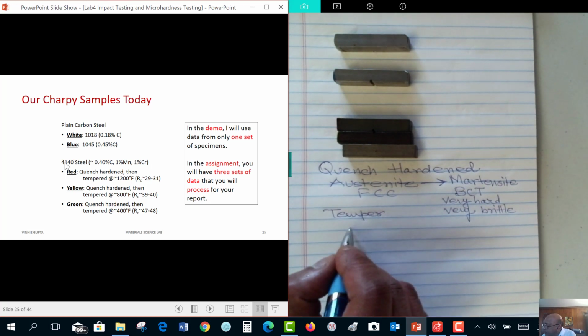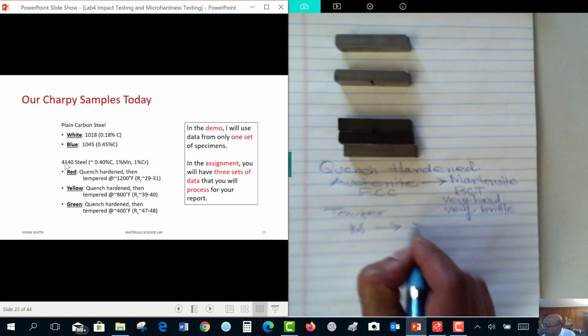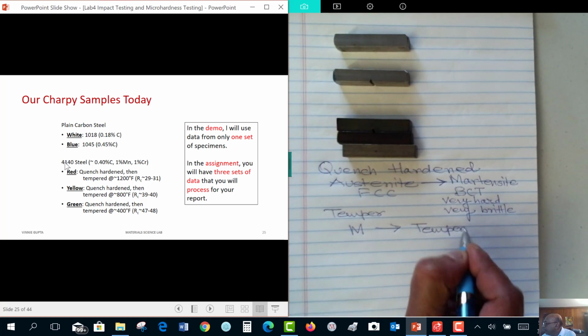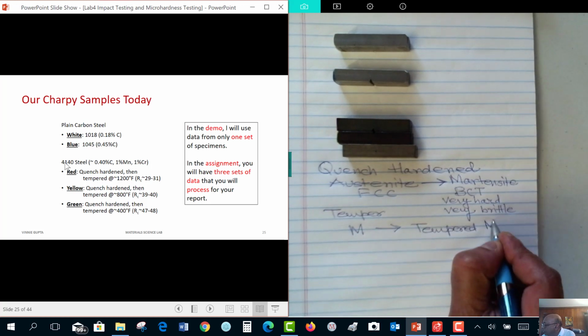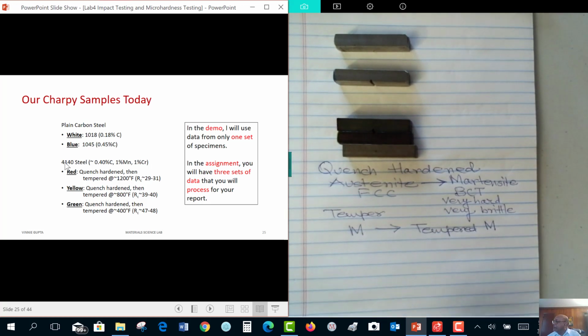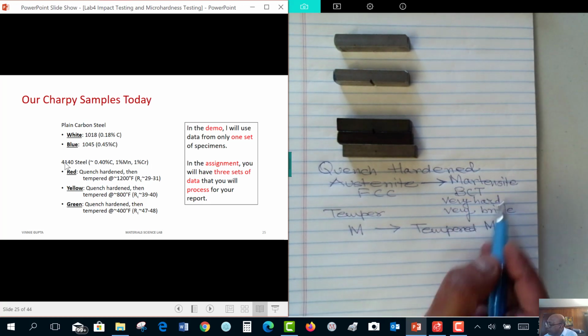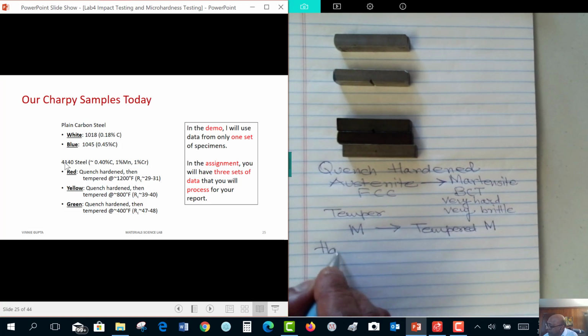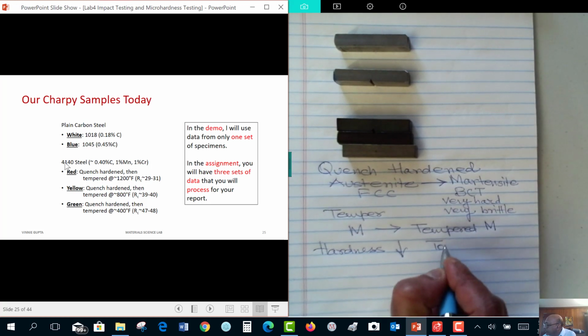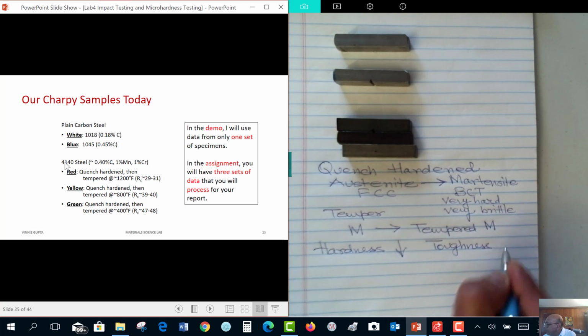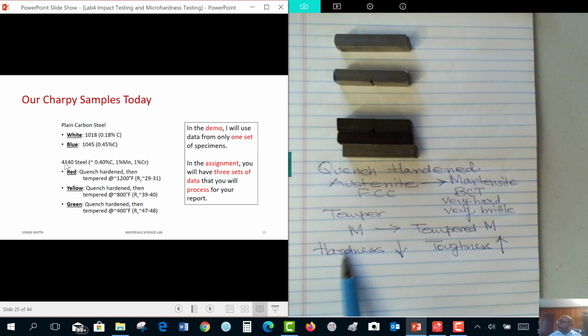So what happens is this martensite becomes tempered martensite. Again, you're going to learn about it in your course. But basically, in tempered martensite, some carbides precipitate out. So what happens is this material, which was very hard, becomes softer. And of course, the toughness increases. So by tempering it at different temperatures, we can get different combinations of hardness and toughness.